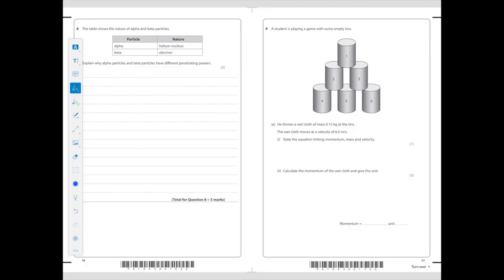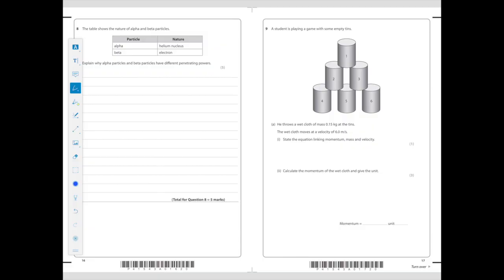The table shows the nature of alpha and beta particles. So alpha we know is a helium nucleus made up of 2 protons and 2 neutrons, and beta is a fast-moving electron. Explain why alpha particles and beta particles have different penetrating powers. So basically let's start by looking at the difference.